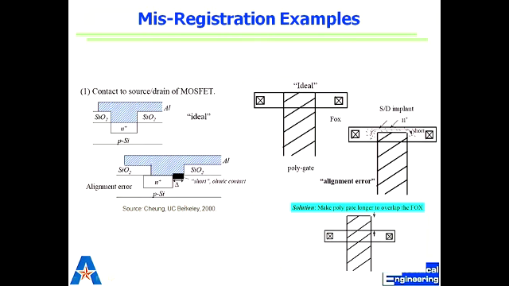So there's mean time to failure. There's a specific term used for ICs. It's called MTTF, which defines how quickly it's going to fail. So if we have too much misalignment, we're going to get a very small MTTF.